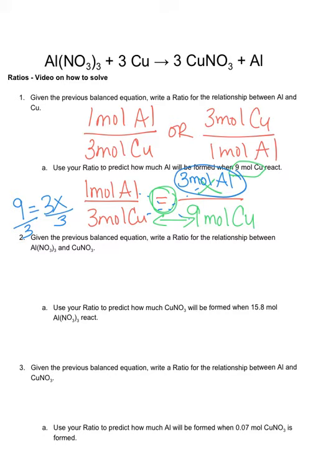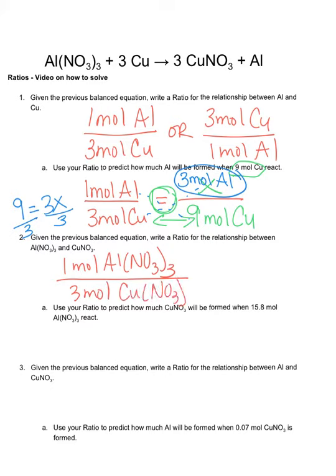Let's go ahead and try another one. Again, the relationship always comes from the balanced equation. From the balanced equation, I'm going to notice that there is 1 mole of AlNO3, and there are 3 moles of CuNO3. I could write either way, I could invert it if I want, but I'm going to copy this ratio down below. So 1 mole AlNO3, 3 moles CuNO3. I make my equal sign now.